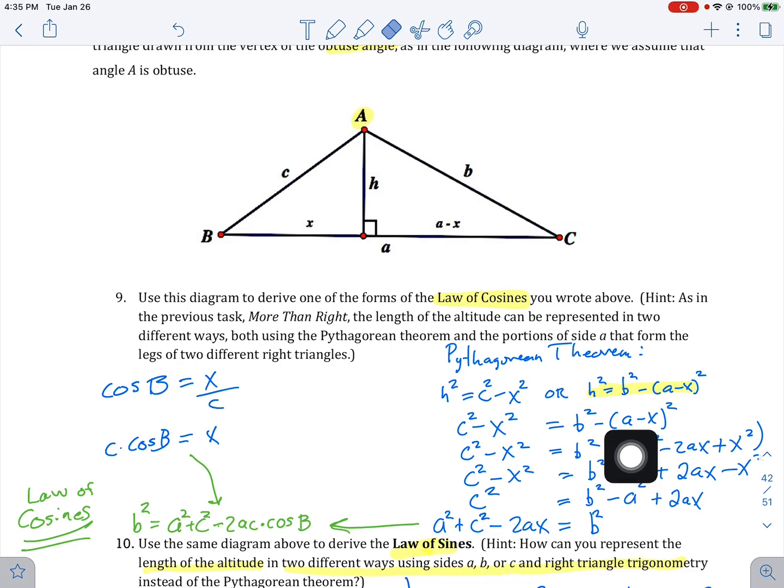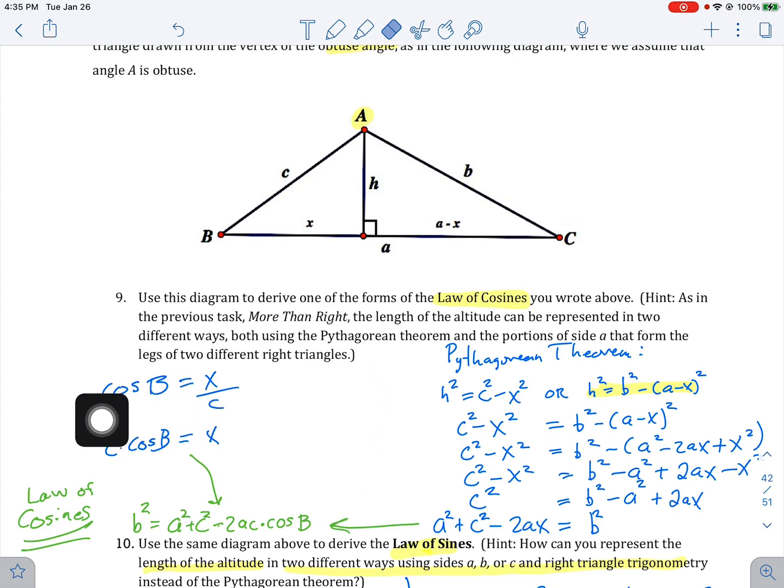If we use some algebra and we expand this to a squared minus 2ax plus x squared, go ahead and distribute the negative. We end up with c squared is b squared minus a squared plus 2ax. The minus x squared drops off on both sides. We can rewrite that in terms of b squared as b squared equals a squared plus c squared minus 2ax. Now that looks quite a bit like the law of cosines, but the difference is that we have an x here.